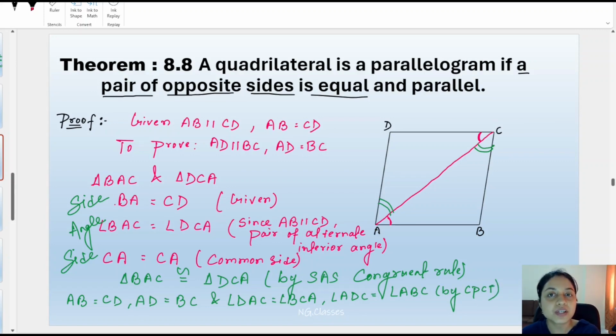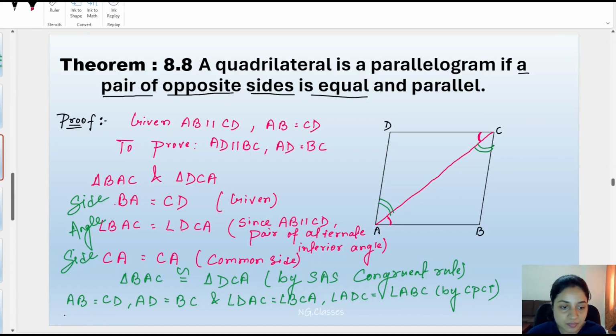Now let's see the figure carefully. Here we can see these two green angles are equal with each other. So can we say AD must be parallel to BC? Because these two work like alternate interior angles. And if alternate interior angles are equal with each other, then two lines AD and BC cut by a transversal AC must be parallel to each other.